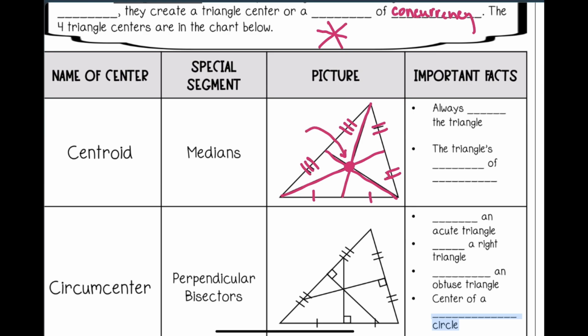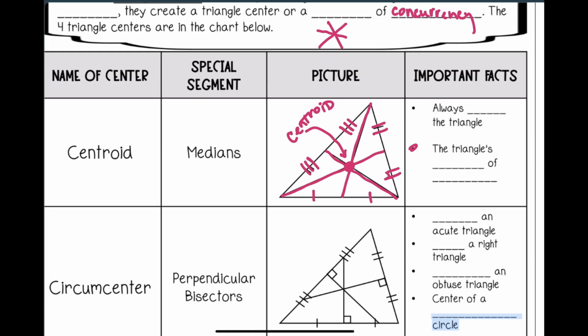Centroid is always inside of the triangle. Just wanted to label that for you. You may want to label it. And then the triangle's center of gravity. So in this one, you're putting triangle's center of gravity. So if I cut this triangle out of a piece of cardstock and I rested it on the eraser of my pencil where that centroid is, it would balance.